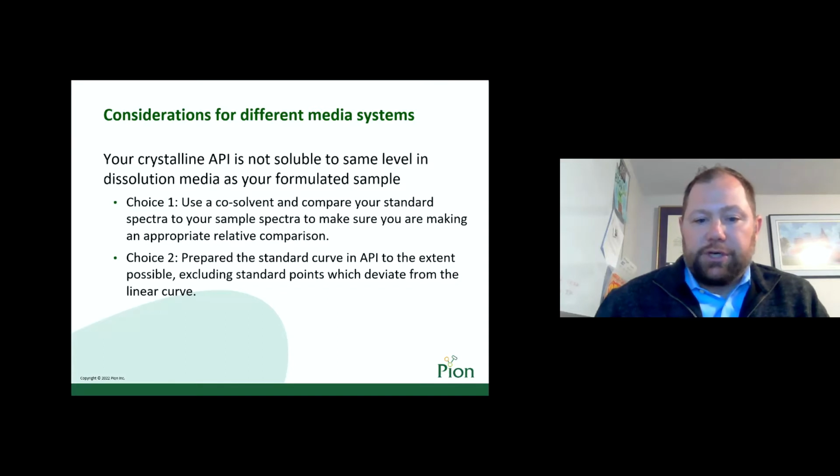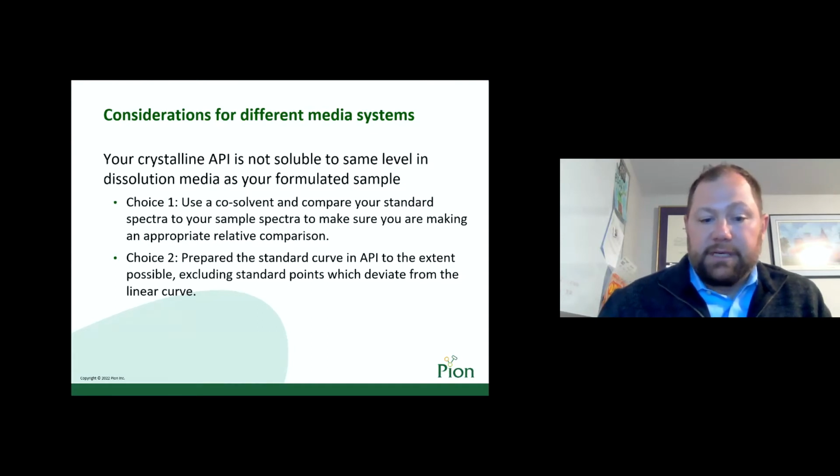Choice one would be to choose a co-solvent system with as small a difference from the dissolution media as possible. If you can use a 90-10 disso media to co-solvent ratio, this will result in a media system which in most cases is still comparable to your disso media alone. Avoid using 100% co-solvent wherever possible. The benefit of this approach is that the curve can encompass the concentration range of your sample. The risk is that your standard and sample spectra might not have a comparable region which can be used for calculation. Remember, this is a relative absorbance instrument.